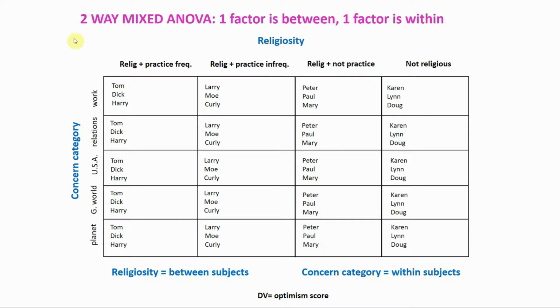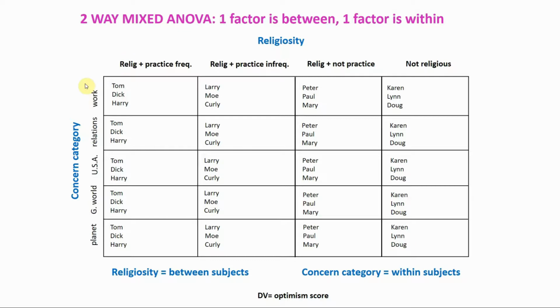So we looked at religiosity. We asked people whether they were religious and practicing frequently, religious and practicing infrequently, religious and not practicing, or not religious at all. And this is a between subjects factor because people who took the survey would fall under this category, this one, this one, or this one. You can't be in more than one category at any given time.